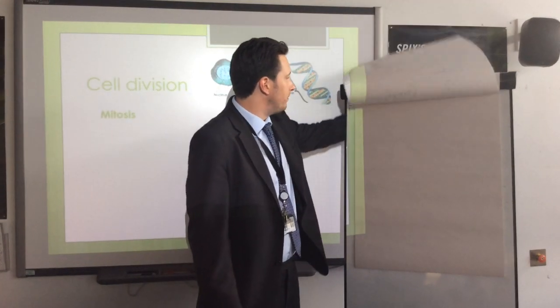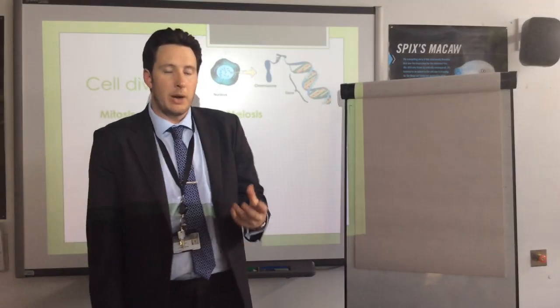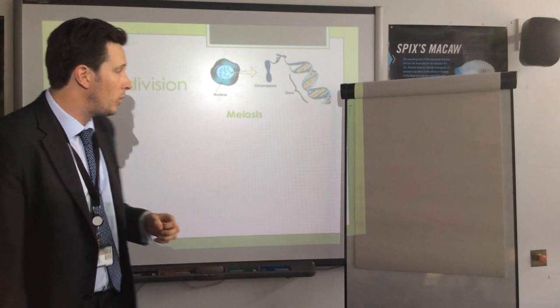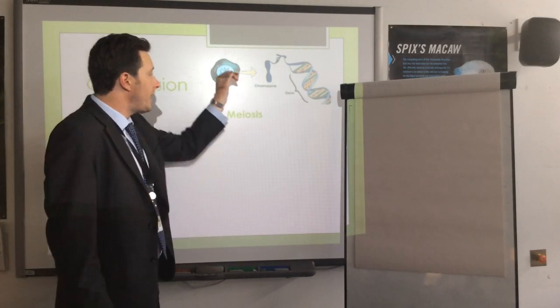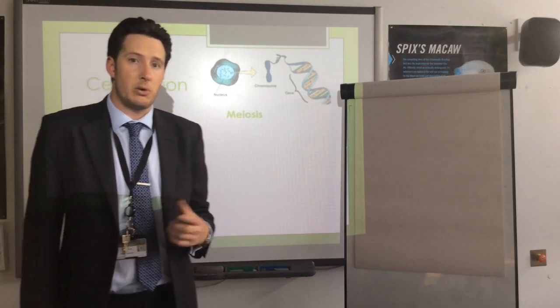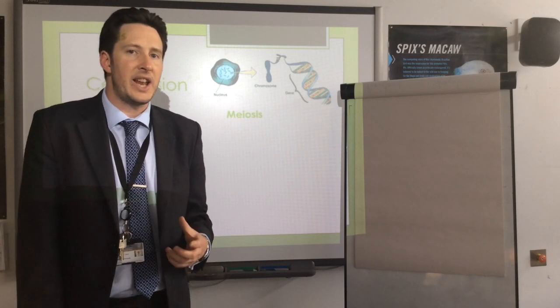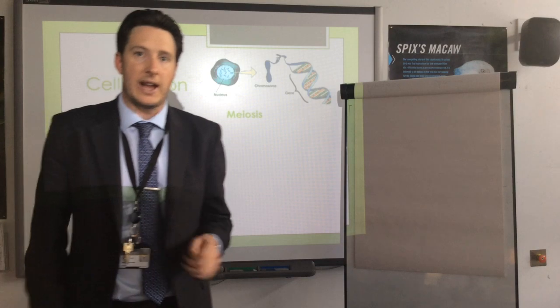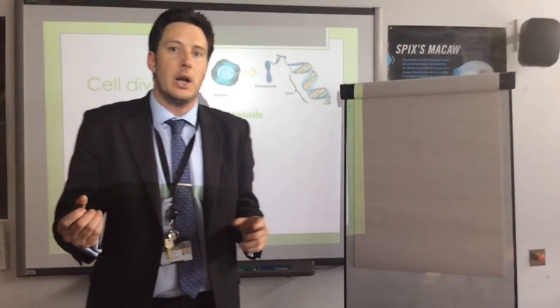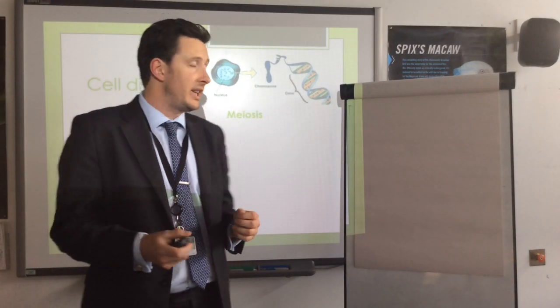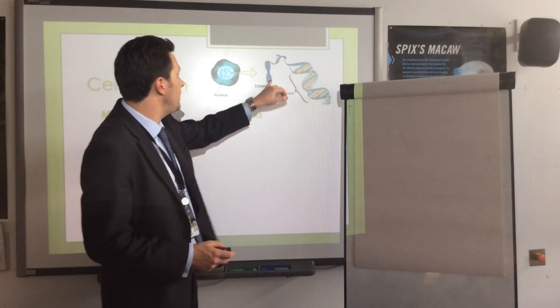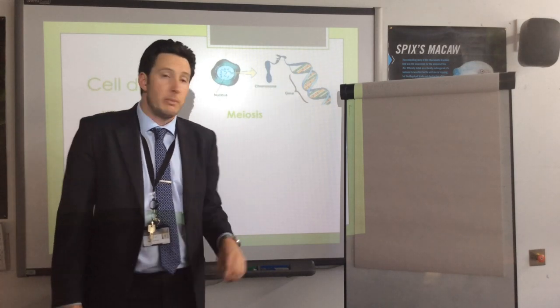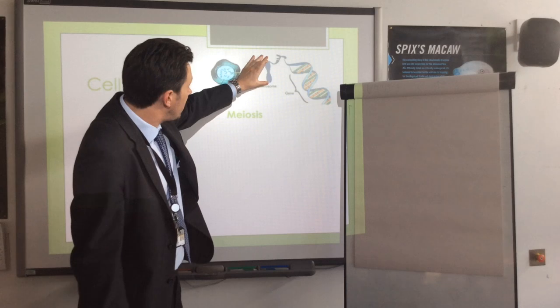So, cell division. Now, the first thing to know about cell division is inside the cell you have the nucleus, and that's where I said the genetic material was found. The genetic material is the DNA. DNA is like a long, thin strand, a long piece of string if you will. And when that DNA is coiled up, it becomes a chromosome.